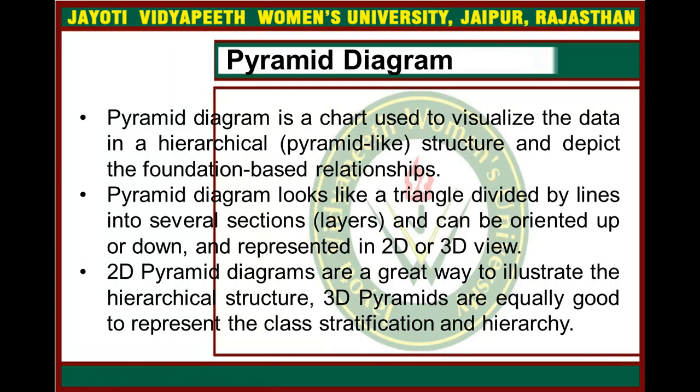Now comes the pyramid diagram. A pyramid diagram is a chart used to visualize data in a hierarchical pyramid-like structure and depict foundation-based relationships. A pyramid diagram looks like a triangle divided by lines into several sections and can be oriented up or down and represented in 2D and 3D view. 2D pyramid diagrams are a great way to illustrate the hierarchical structure, and 3D pyramids are equally good to represent class stratification and hierarchy.